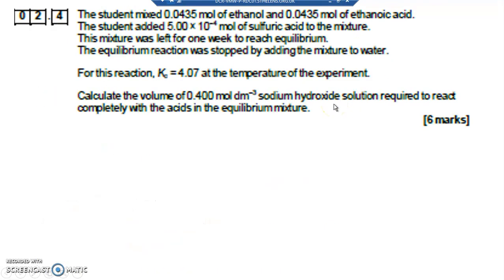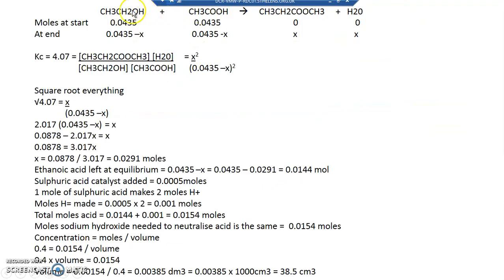This is a tricky question. Very, very tricky indeed. So let's have a look at the solution. Let's see if we can talk it through. I've written out the equation, and then I always do a table. I always do moles at the start, and then moles at the end, and then left over. So I've got moles at the start, 0.435 moles of ethanol, 0.435, same amount of ethanoic acid, and I haven't got any ethyl ethanoate, and I haven't got any water produced.